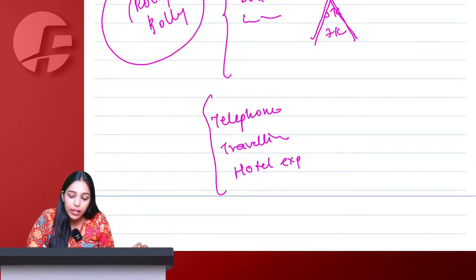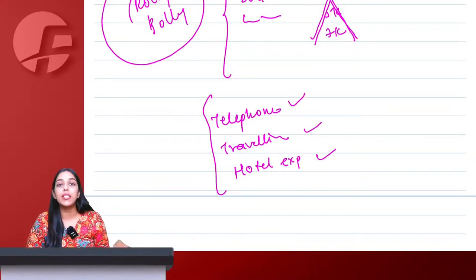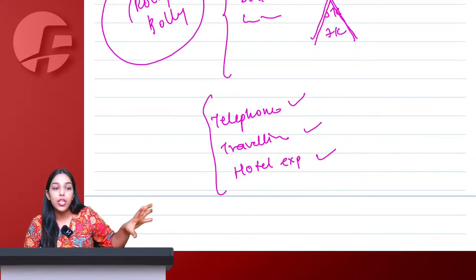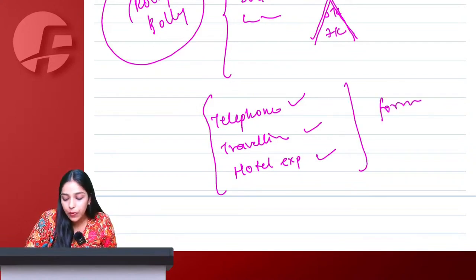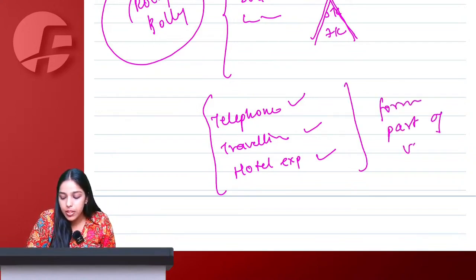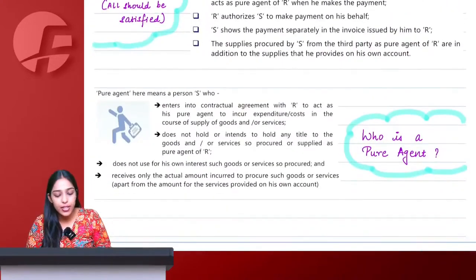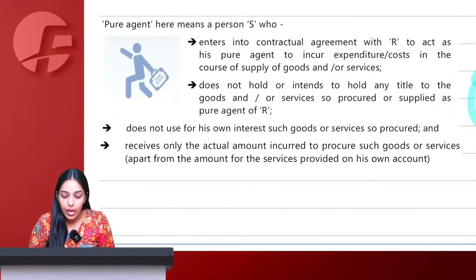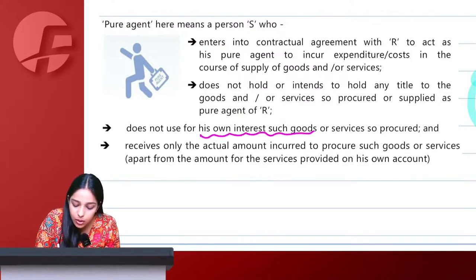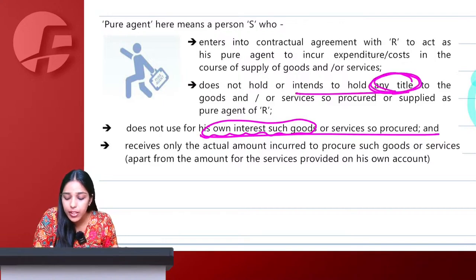I actually incurred traveling. I actually incurred hotel expenses. I actually incurred telephone expenses, and these are the actual amounts that I am charging from my recipient. Then this will still form part of value of supply. Why, ma'am? Because understand here, there is a condition saying that whenever a supplier incurs these expenses as a pure agent, the supplier should never use these goods or services for own interest, should never hold the title for these goods or services.